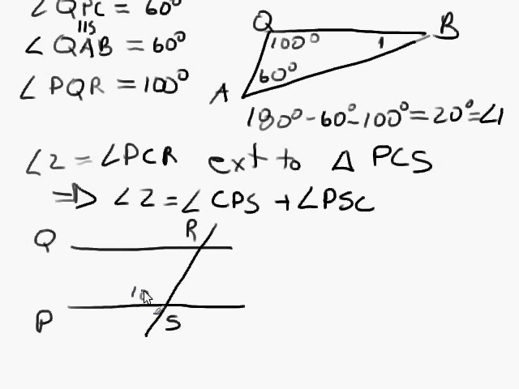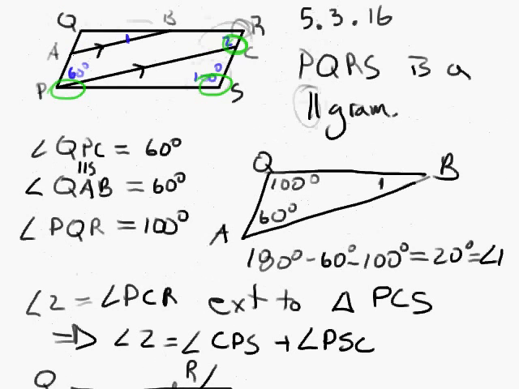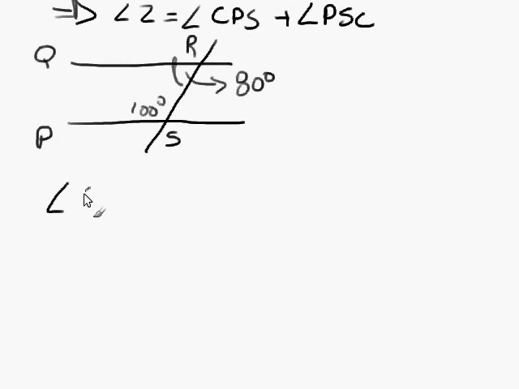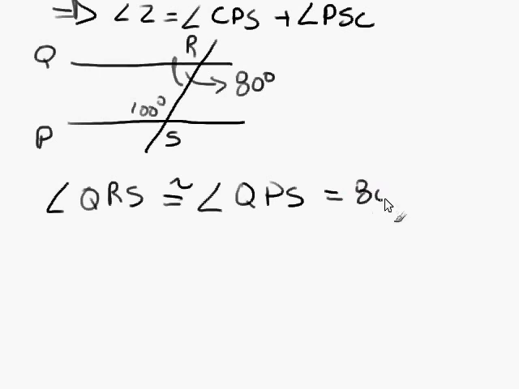We know that this is 100 degrees, and it's supplementary to this angle, so that's got to be 80 degrees, because they must sum to 180 degrees. Parallel lines, transversal, interior angles on the same side of that transversal, they sum to 180. So this angle right here is 80 degrees. And the angles in a parallelogram are opposite to each other. Angle QRS is congruent to angle QPS. So it's 80 degrees.